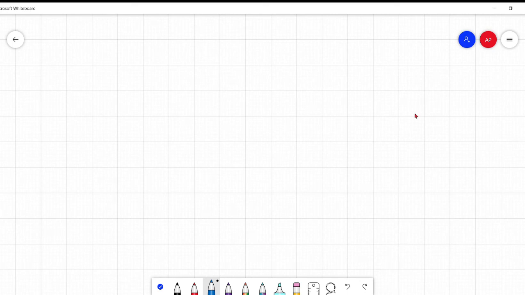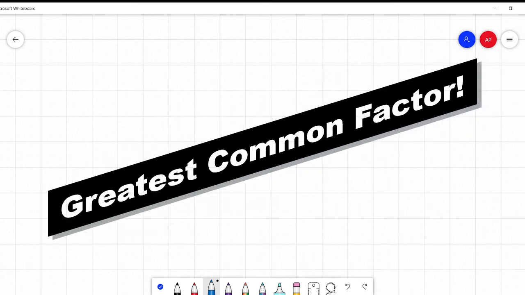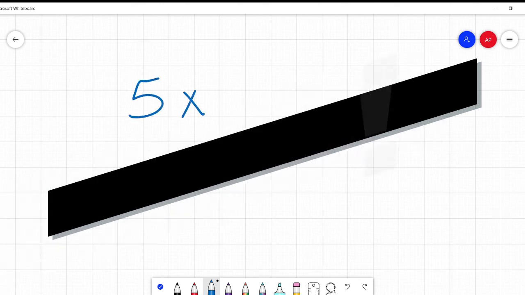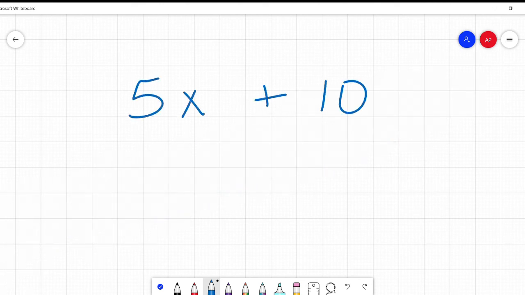Today we're talking about the greatest common factor. Greatest common factor is when I have something like, say, 5x plus 10, and I want to know what is the biggest number that goes into both of them, that will divide cleanly into both of them. I don't mean just to divide into them because, well, technically I could divide anything into them.